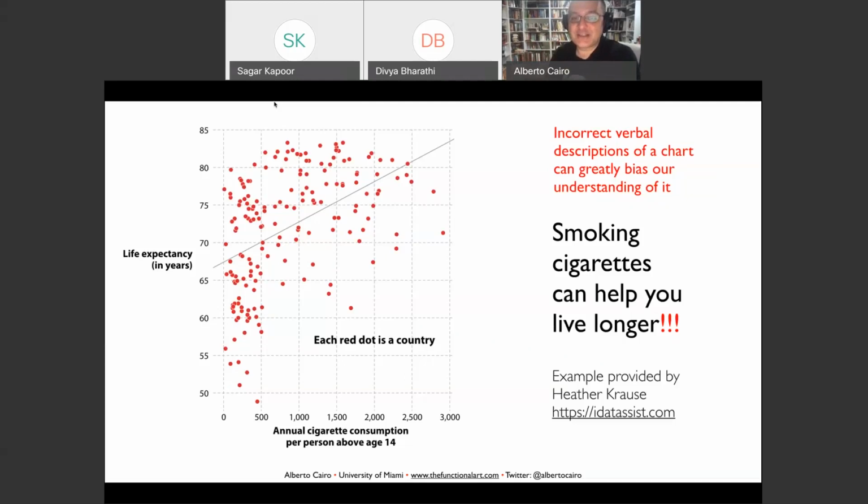Take a look at this chart. Each one of these dots is a country. And I have made that mistake myself, by the way, repeatedly, plenty of times, to carelessly describe what the chart is actually showing, right? Now, this chart is country by country.